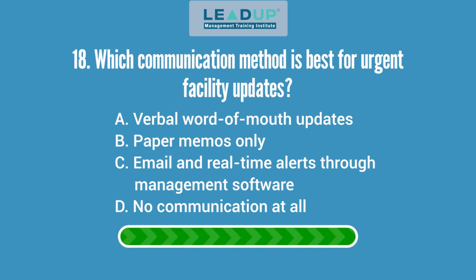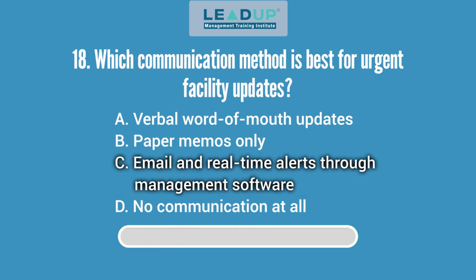Question 18. Which communication method is best for urgent facility updates? A. Verbal word-of-mouth updates. B. Paper memos only. C. Email and real-time alerts through management software. And D. No communication at all. Answer: email and real-time alerts through management software.